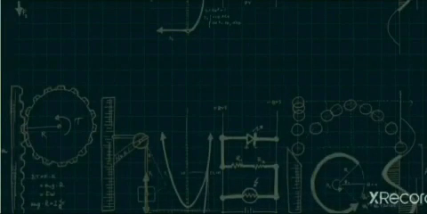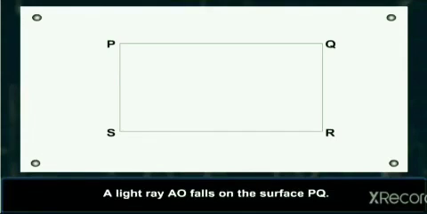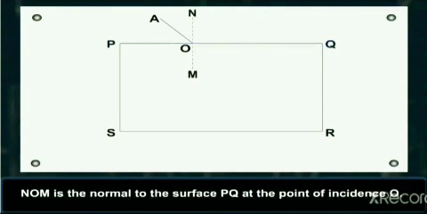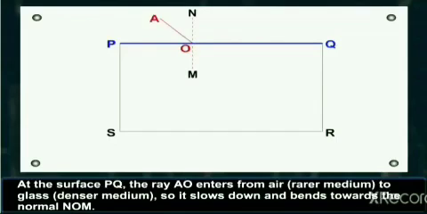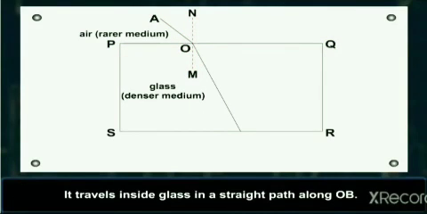Refraction of light through a rectangular glass block. Figure shows a rectangular glass block PQRS. A light ray AO falls on the surface PQ. NOM is the normal to the surface PQ at the point of incidence O. At the surface PQ, the ray AO enters from air, rarer medium, to glass, denser medium, so it slows down and bends towards the normal NOM. It travels inside glass in a straight path along OB.